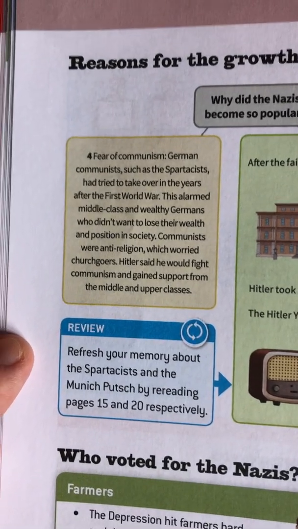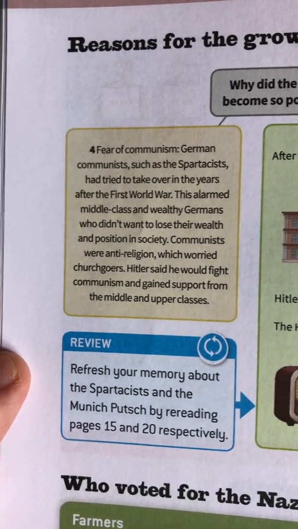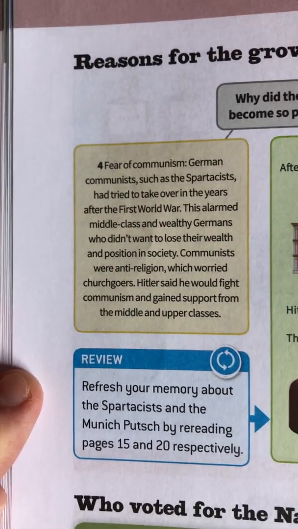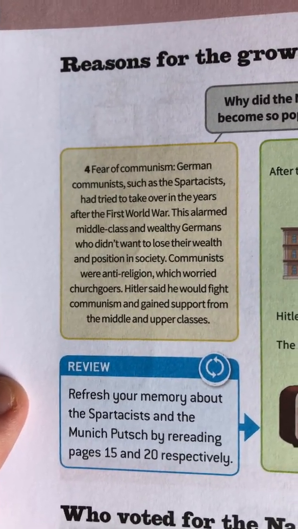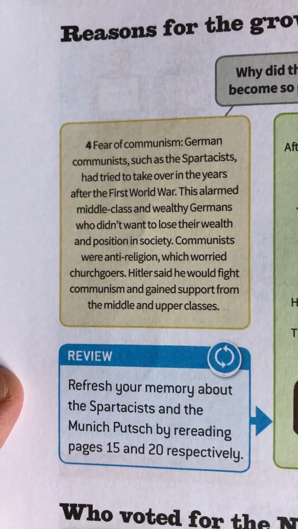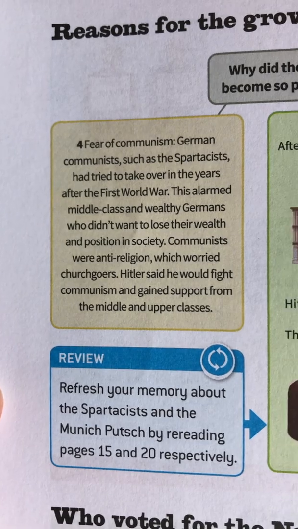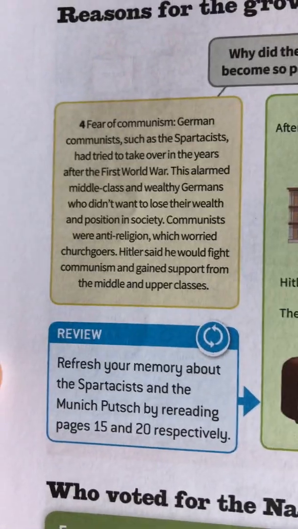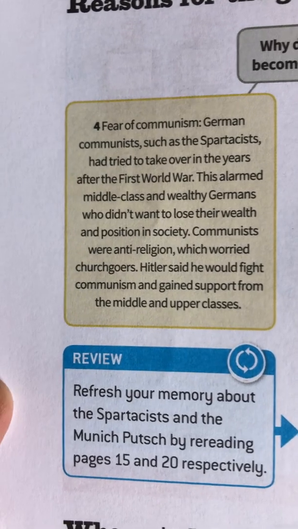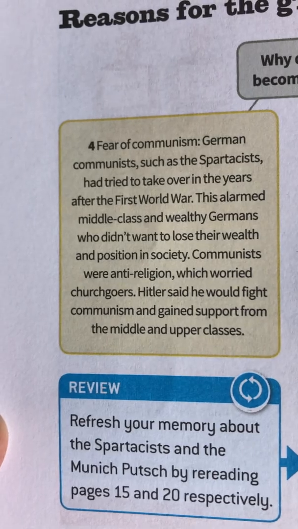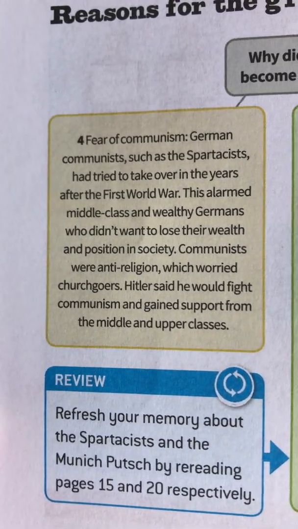And a big appeal for the Nazis is this fear of communism. Lots of people, anyone who had property or savings or their own business, was very worried that the communists would take that away from them, because you could see the communists were getting more popular during this period. As a response, they looked to the Nazis as a solution to that problem. So lots of the middle class and wealthy Germans saw the Nazis as a way to protect themselves from the communists.